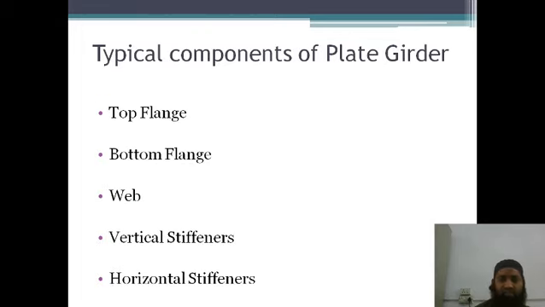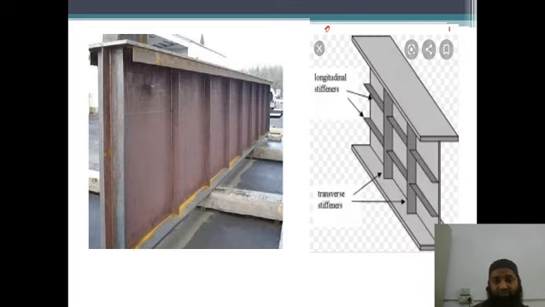You can just see the typical components of a plate girder. You can see there is a top flange and a bottom flange. You have the web, vertical stiffeners and horizontal stiffeners. In the further slides, I will tell you the importance of vertical stiffeners and horizontal stiffeners. Even they play a very important role in giving strength to these plate girders.